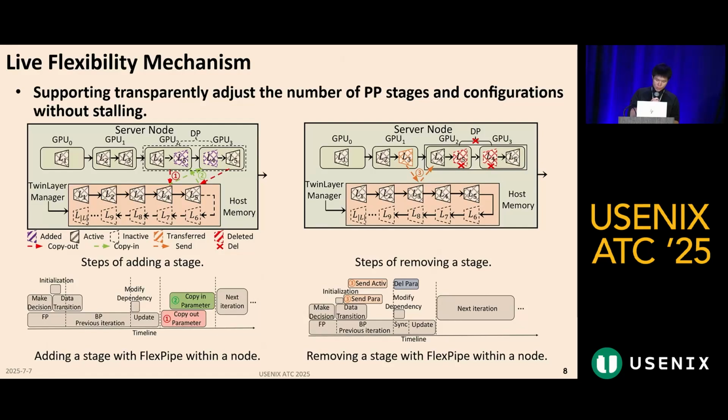The right figures show how to remove a pipeline stage. When reducing a PP stage for shorter sequences, data redistribution is needed. After backward propagation, parameters of deleted layers are directly removed from devices altogether. This is because all DP instances maintain identical model parameters. This results in significantly lower overhead of LFIM compared to non-live migration approaches.